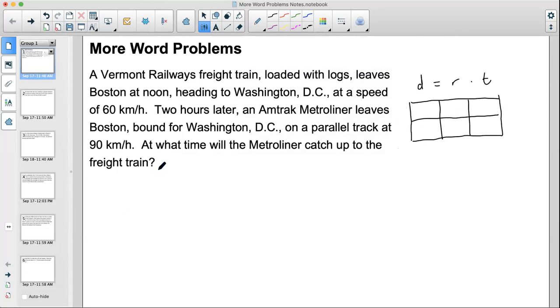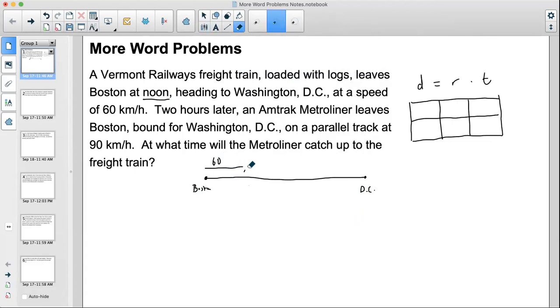So you basically have these two trains and they're going from Boston to DC. And usually the train doesn't get to DC. So the first train leaves at noon. That's important. And it goes this direction and its speed is 60. And it goes for some X number of hours or minutes or whatever. Again, these are very generic, typical kinds of problems.